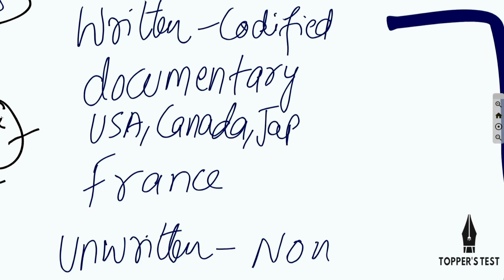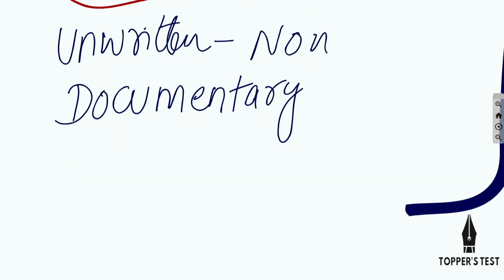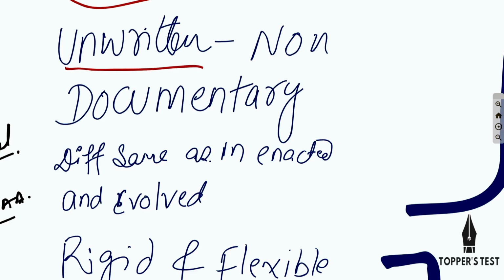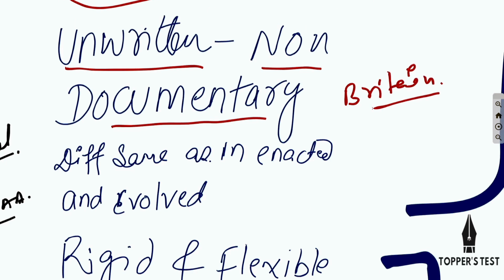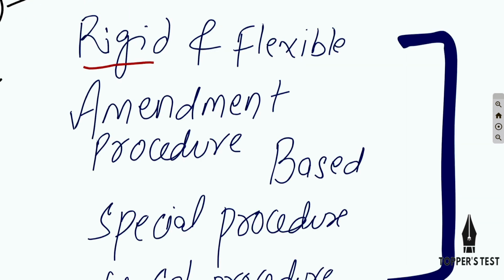Another classification is written, codified, or documentary. The USA, Canada, Japan and France have this written constitution, and India also has it. We also have the unwritten, non-documentary constitution. Britain is again an example, and the differences between unwritten and written constitutions are the same as in enacted and evolved constitutions. Next, rigid and flexible. This classification is based on the amendment procedure.